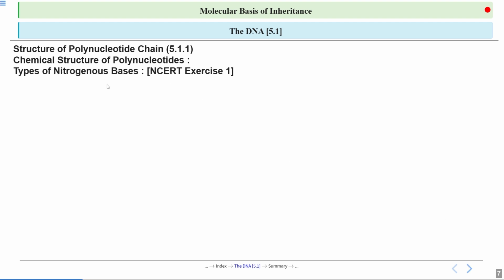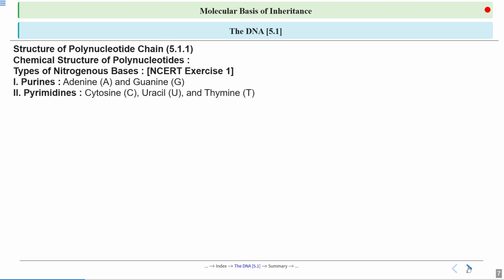As I told you, we will talk about each and every component of this nucleotide. First we will talk about the types of nitrogenous base. And from this portion of today's class, you can answer NCERT exercise question number 1. So nitrogenous bases are of two types. First is purine, and purine has two nitrogenous bases: adenine and guanine. The second type is pyrimidines. These pyrimidines are cytosine, uracil and thymine.